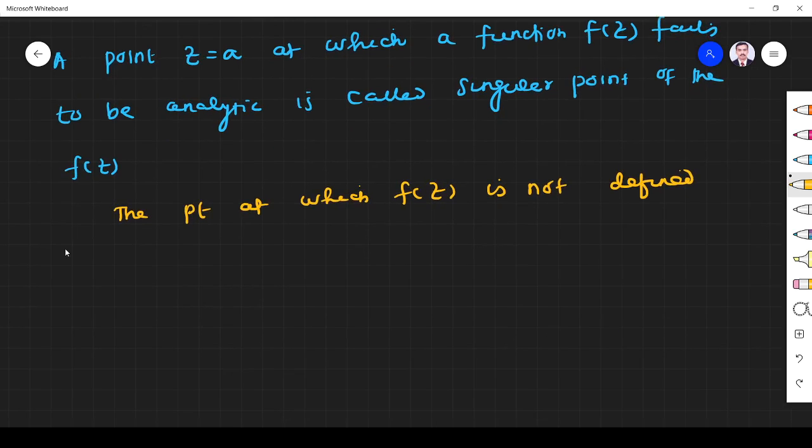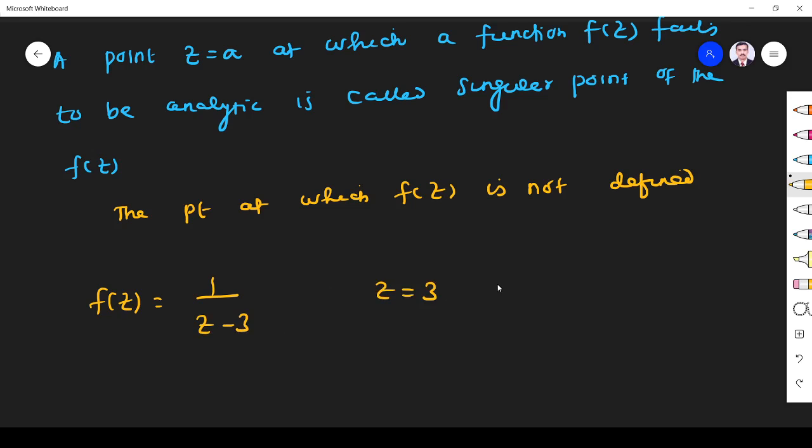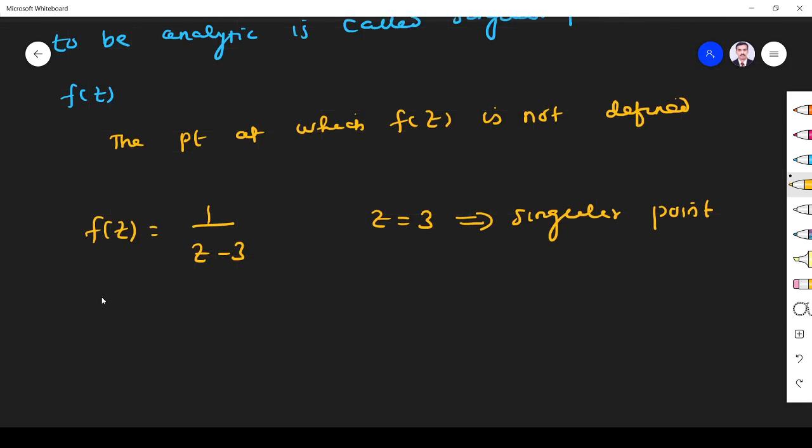So let us see this. Let us assume f of z is equal to 1 by z minus 3. Here the function is not defined when z is equal to 3, because when z is equal to 3, the function becomes infinity, that is, it blows away. So z is equal to 3 is a singular point.